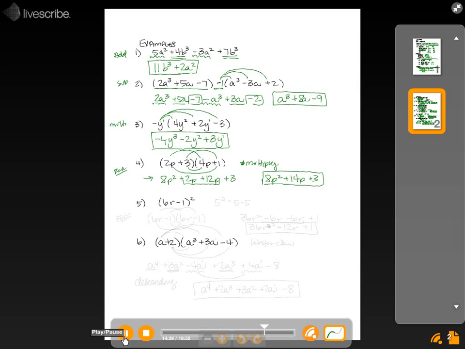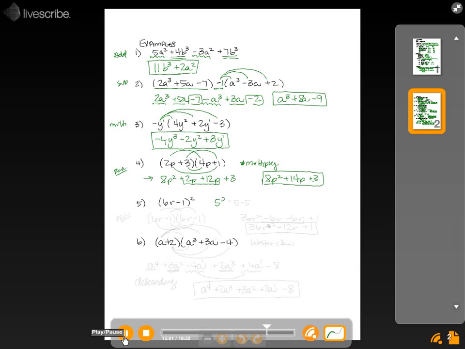Example 5. This is a common problem, okay? We've got the quantity 6r minus 1 squared. Now what I want you to do, most people will just take that 2 and put it on the first term, put it on the second. That's not what you do for this, okay? It's not a distributive problem. That 2 does not get distributed through.